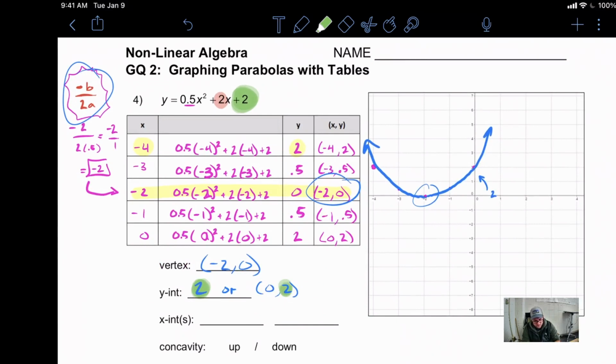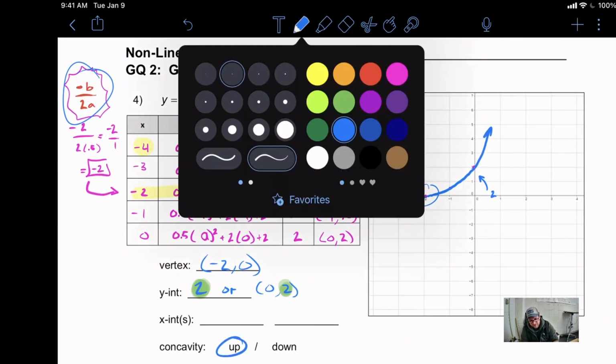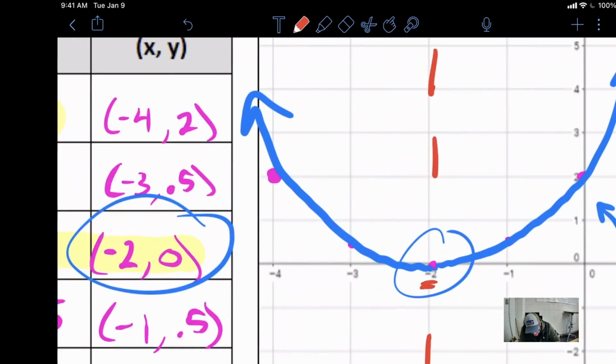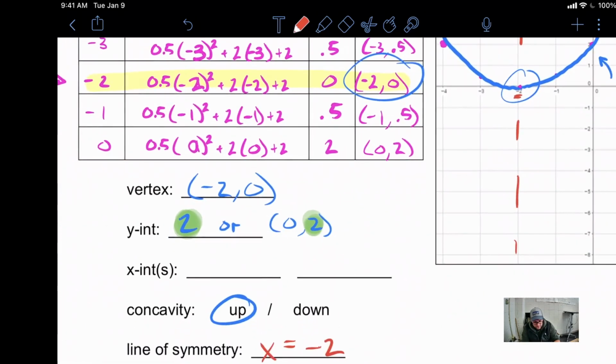Now, before we get to our x-intercepts, let's talk about the concavity. This one opens upward, so we'll be concave up. And our line of symmetry that divides it in half will come right down the middle. So this will be x equals -2, right? Because that is where we are hitting. And remember, it's always x equals whatever the x-coordinate of our vertex is. Nice. So let's carry on here now.